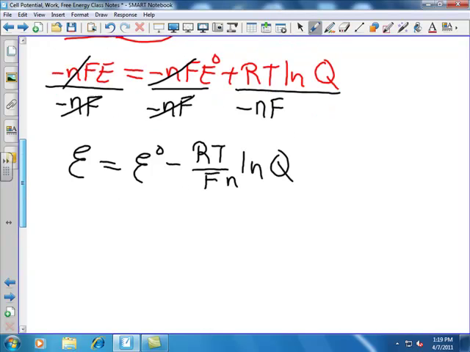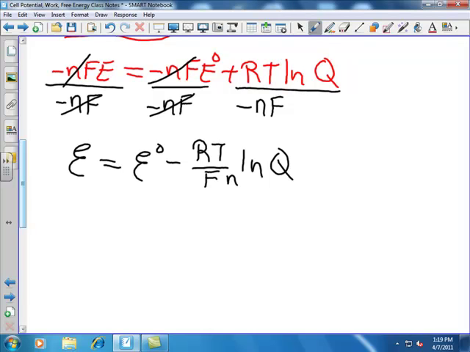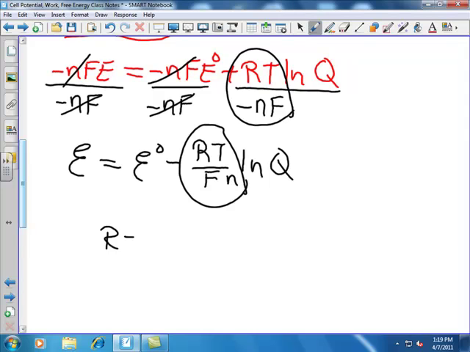Now, mathematically speaking, I can pull this term out in front of the entire thing. That's what I'm doing. It's the same math. But I'm even going to take this one step further. And what's R?